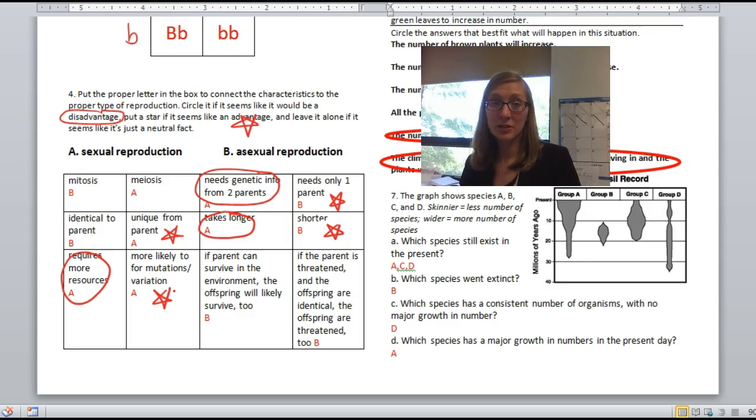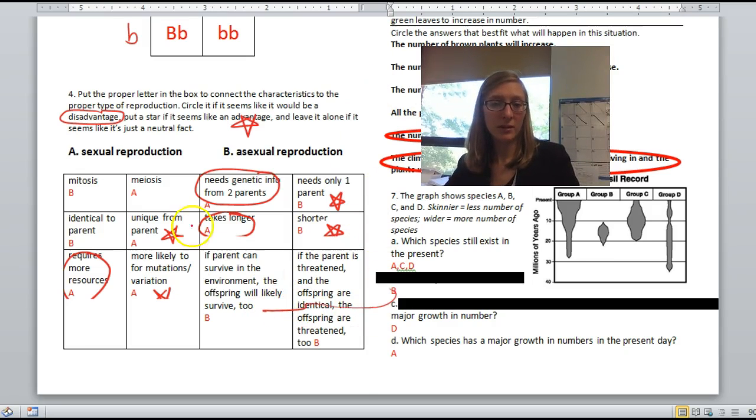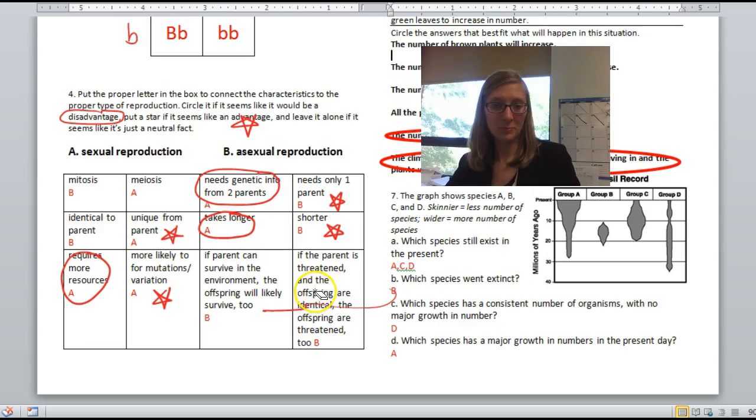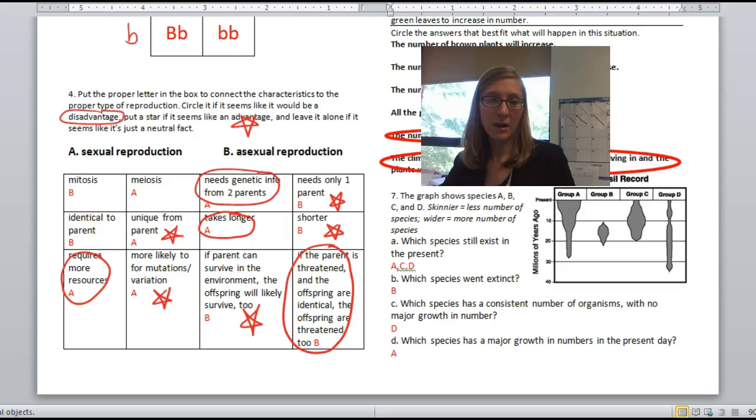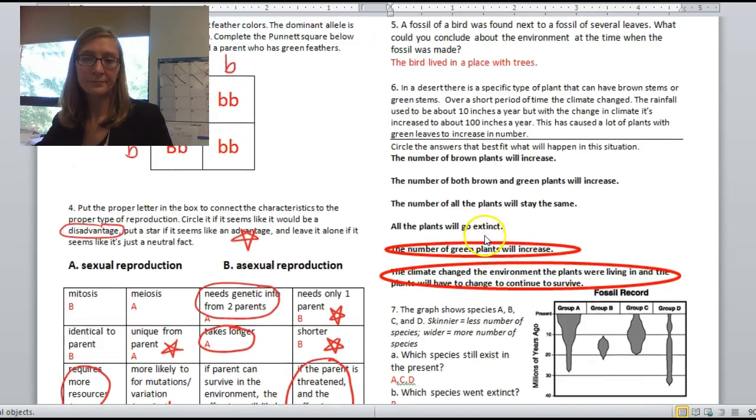That's awesome because the species now has more opportunity to survive when the environment might change. All right, when the parent can survive and the offspring can too, advantage. And over here would be a disadvantage, being identical and having that likelihood of also being threatened by whatever was threatening the parent. Okay, so let's kind of wrap it up over here.